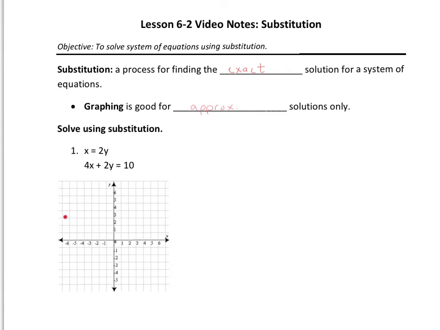But if we want to know exact solutions, especially when decimals and fractions are involved, we have to start using other methods. The one exception to graphing would be if you're using technology. If you use a graphing calculator or some sort of computer program, then that would get you an exact solution. But since we're just sketching by hand here, we're not going to get exact solutions. We're getting about what the answer should be.